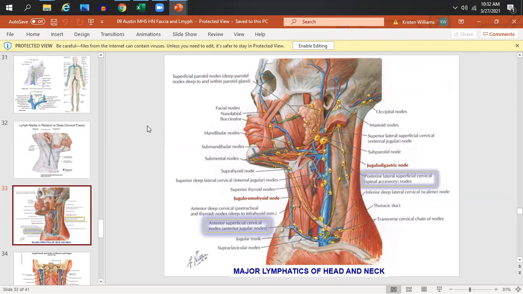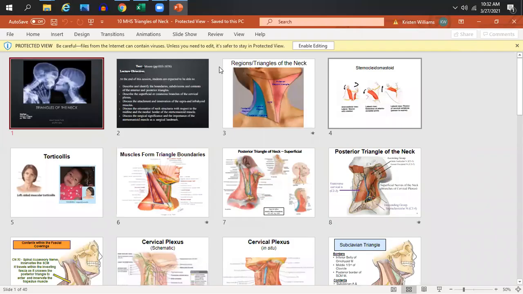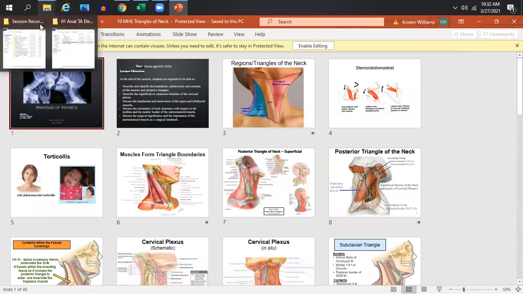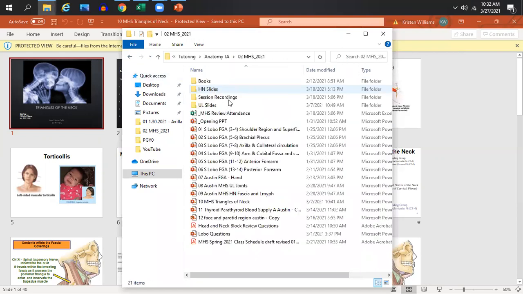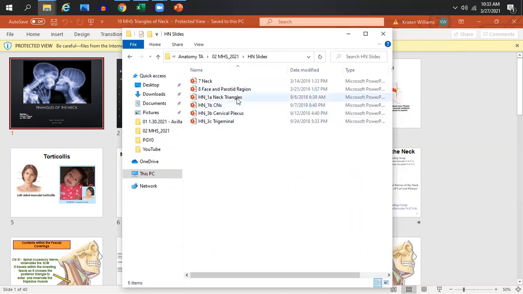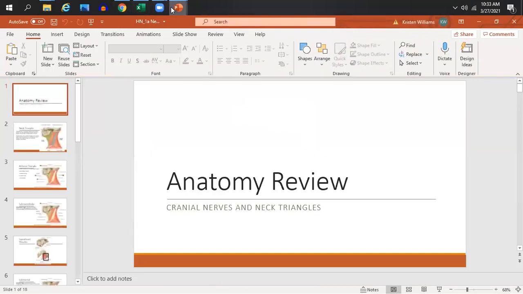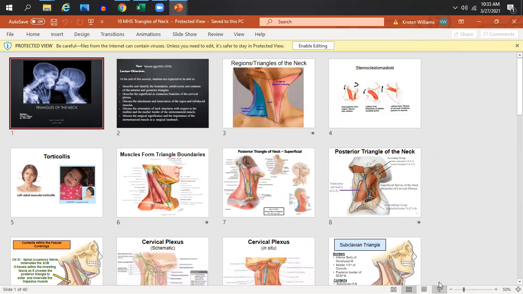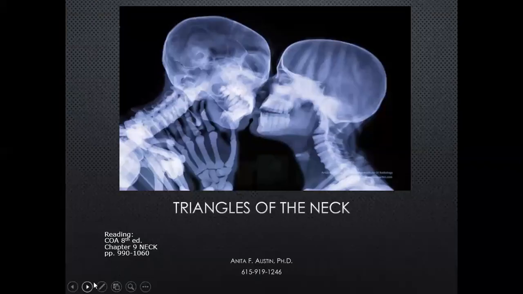Okay, so then we will get rid of this one and then go to triangles of the neck. And while I'm thinking about it, can I find my triangles PowerPoint as well? Did I put it in here? Neck triangles, there we go. So I'll bounce in between the two if I need to clarify. Okay. So triangles of the neck, borders and content, and starting our 15 minutes.